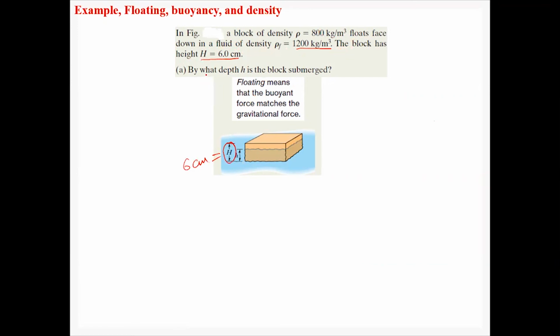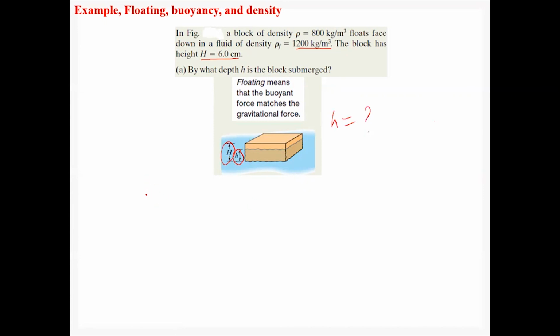Now we are supposed to find the depth h. By what depth h is the block submerged? So we have to find this little h here, meaning the block is not completely submerged. Only part of it is submerged. So that part is little h, and the total height is big H. We need to find this little h. That's what we need to figure out.